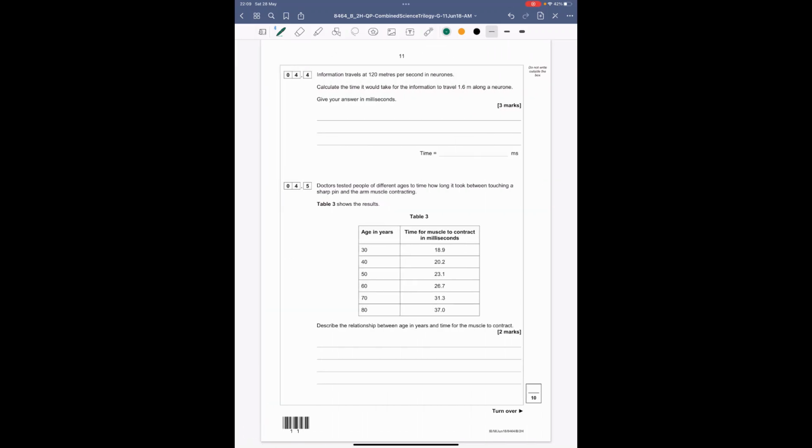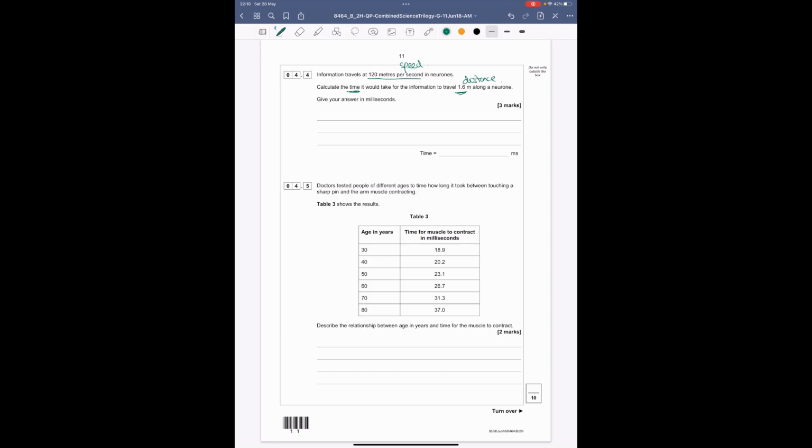Question 4.4 then. Information travels at 120 meters per second in neurons. Calculate the time it would take for the information to travel 1.6 meters along a neuron. Give your answer in milliseconds. So, this is a maths question in a biology paper. There's no specific formulas you need to remember for biology paper 2, so it's going to be a bit of a logic puzzle. Now we've been given, look at what variables you've got. You've got meters per second, which is speed. You're asked to calculate the time, and you've been given distance.